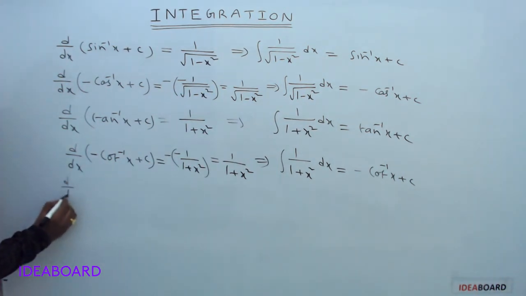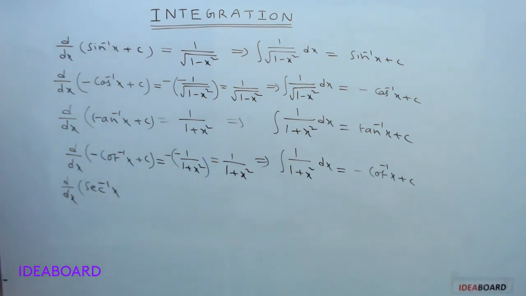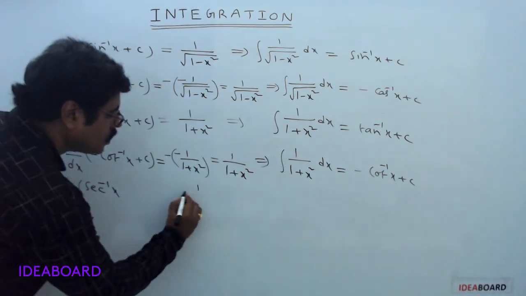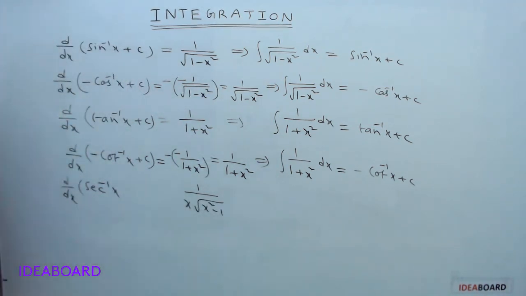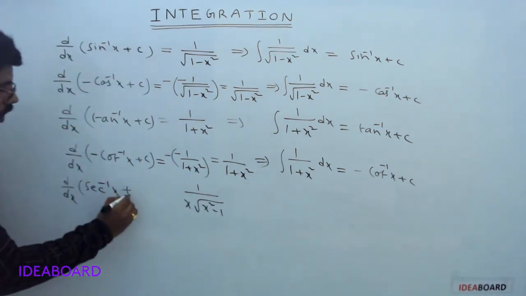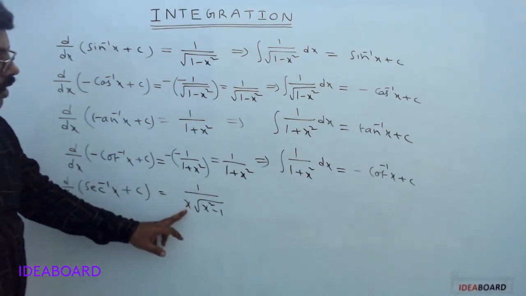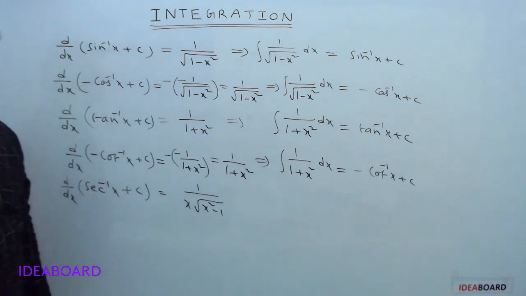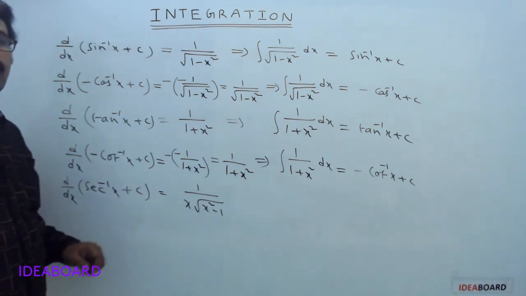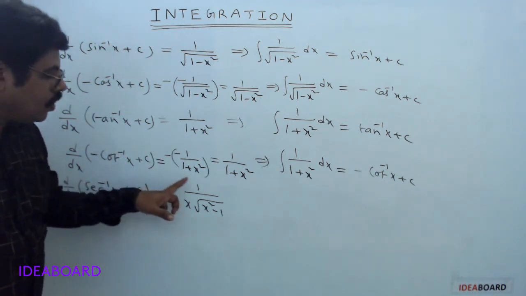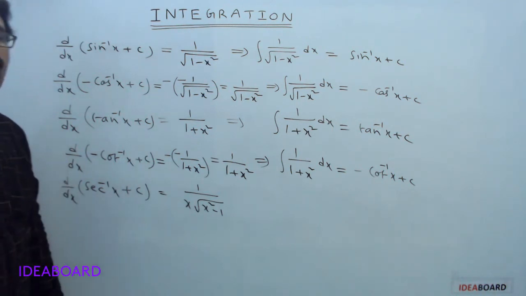Next one, what is the derivative of secant inverse x? Derivative of secant inverse x is 1 upon x into root of x square minus 1. If derivative of secant inverse x plus c equals to 1 upon x into root of x square minus 1, then secant inverse x plus c is called integral of a function 1 by x into root of x square minus 1 with respect to x.